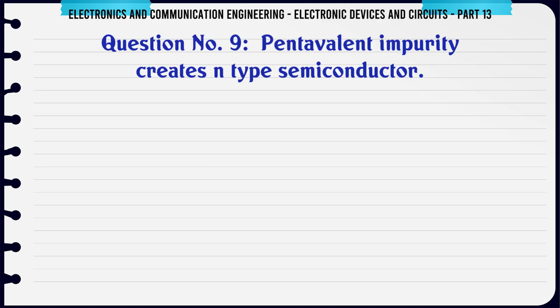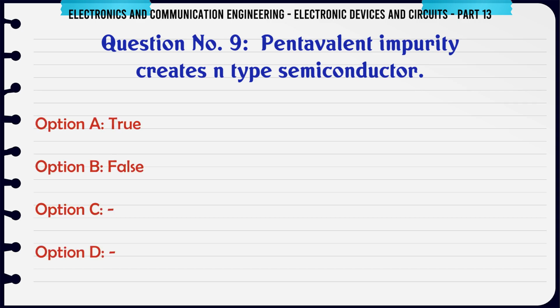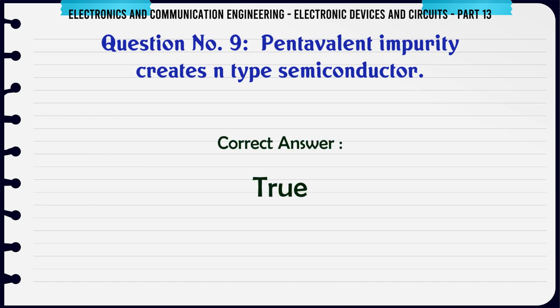Pentavalent impurity creates N-type semiconductor. A. True, B. False. The correct answer is true.